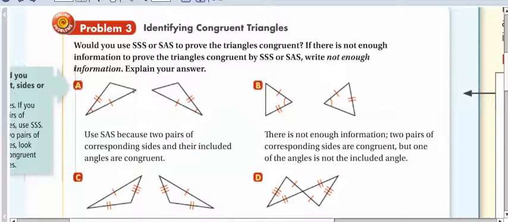Side, angle, side says that if a side, an included angle, and a side is congruent to a side, included angle, and a side, then the triangles are congruent. Alright, so can you use side, angle, side here? Okay, now, if I label, let's call this triangle NBA, and we're going to call this triangle the CFL.